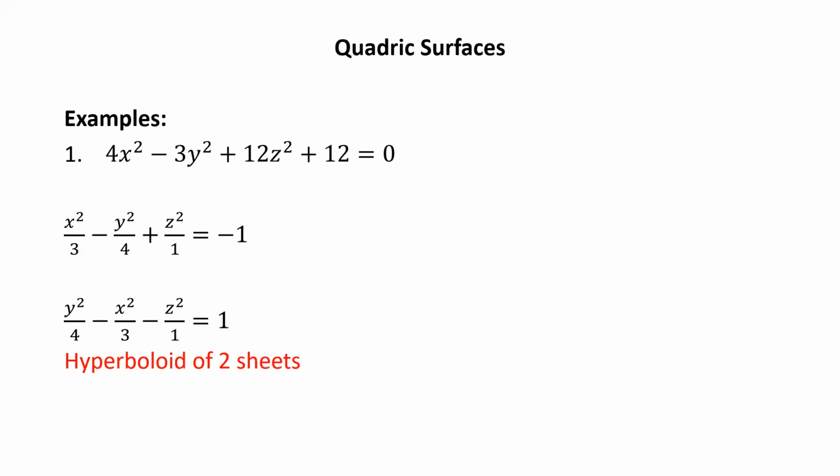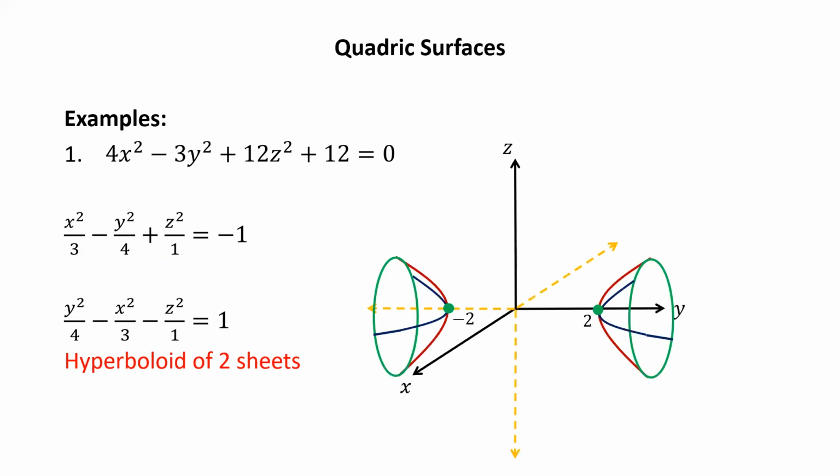The two minus signs tell us that this is a hyperboloid of 2 sheets. Okay, it's oriented along the y-axis because the y squared term is the one that is positive. And of particular importance are the two vertices, which appear at 2 and negative 2 along the y-axis.